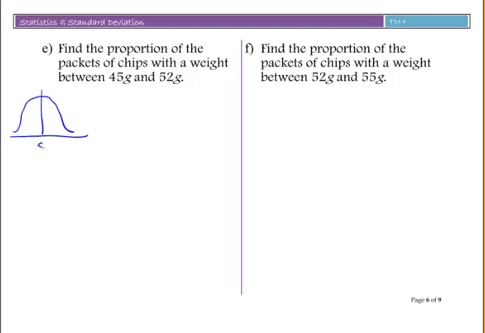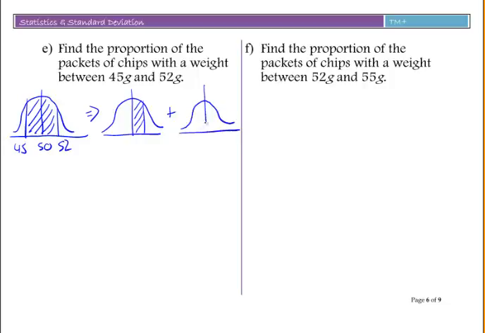Okay, my 50 is in the middle, so 45's on that side and 52's on that side. Doesn't have to be to scale. So here I have both sides of the mean. What I'm going to have to do here is look at the two areas and add them together, where this is 50 and this is 52 and this is 45 and this is 50. So from this diagram I can see that I've got two different areas to look at.